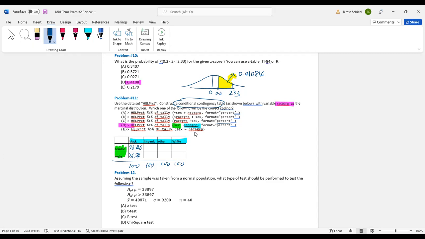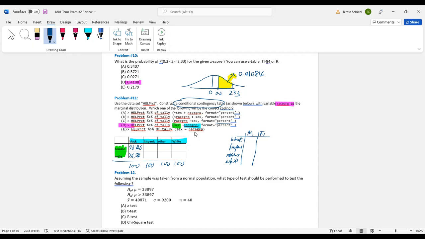Okay, and if you use the C, if the race group is in the front, then your contingency table will look like this. This is the black, this is the Hispanic, this is the other, and this is white. Then here will be male and female. So be careful, right? The first variable here is the colors here.